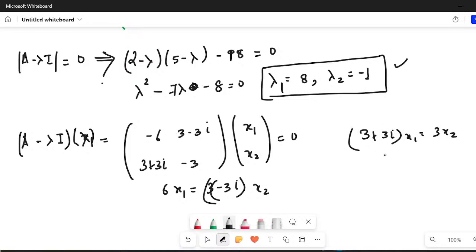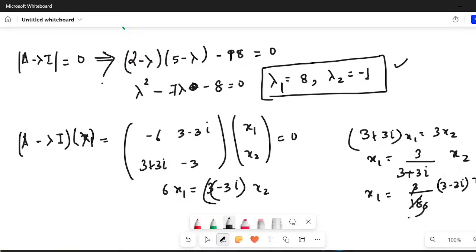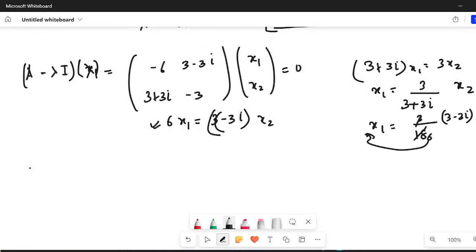So if you divide this by 3 plus 3 iota, let's say x1 is equal to 3 upon 3 plus 3 iota x2, right? And let us say I multiply above and below by the conjugate, so it will give me 18 here, and here I'll get 3 minus 3 iota x2, so I'll get 6. I'll get 6x1 is equal to 3 minus 3 iota x2. In any case, I'm going to get the same result. So what would be my x1?